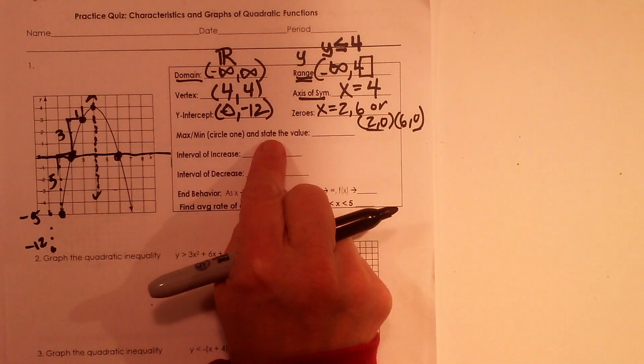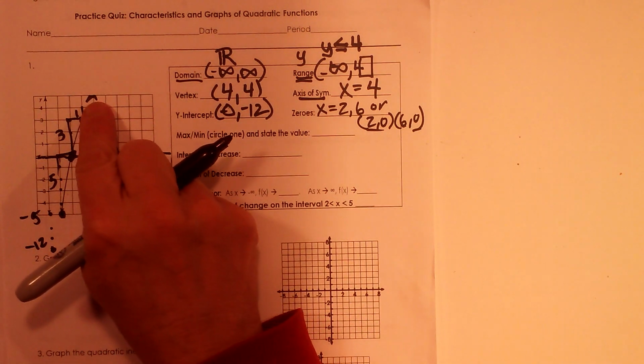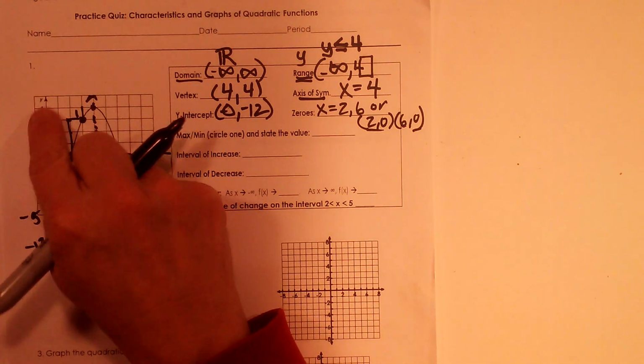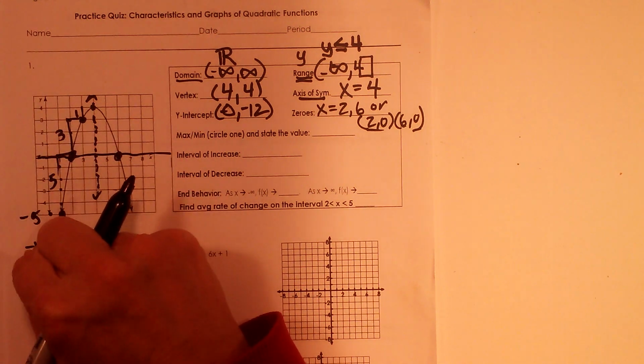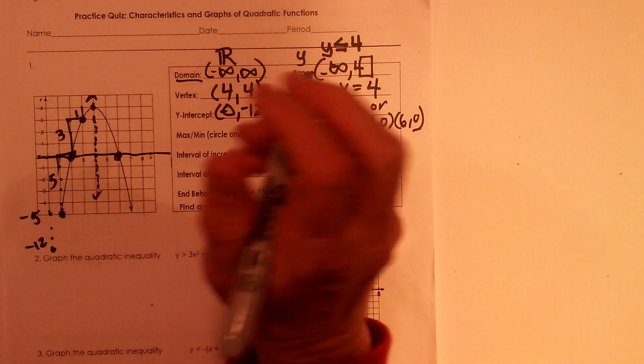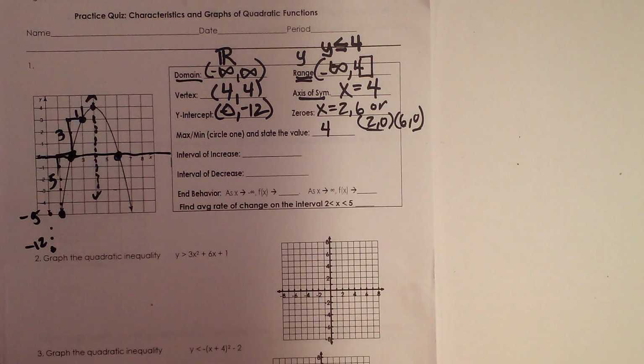Okay, maximum and minimum. The maximum value is just how high the graph goes. Well, if you're talking highs and lows, that means you're going to use your y-axis, because that's your up and down direction. So how high does it go? It goes all the way up to 4. So that is the maximum value, 4.